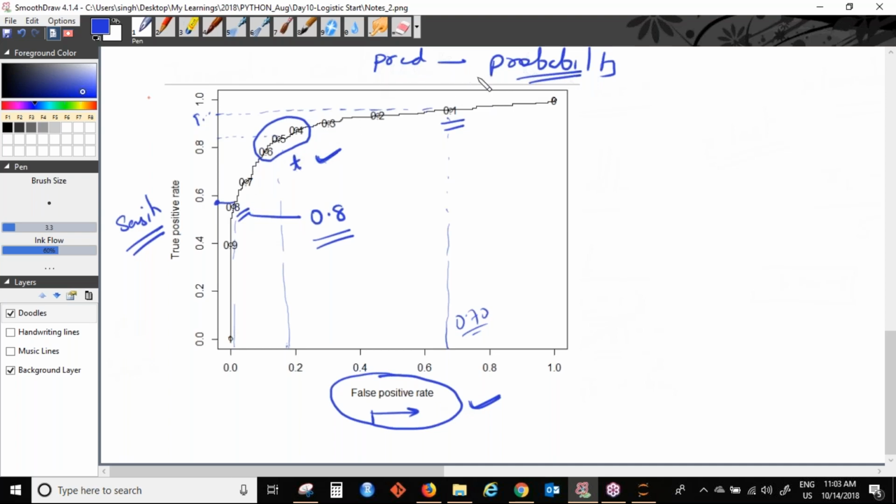If you have already decided your threshold, the threshold should vary here. If you have already fixed your threshold at 0.5, it will not vary and you will get an error. Okay.